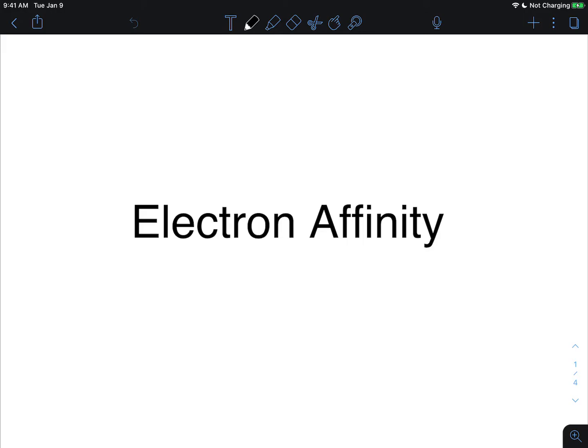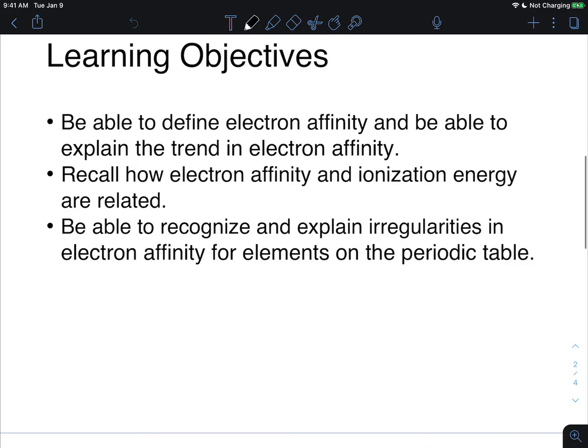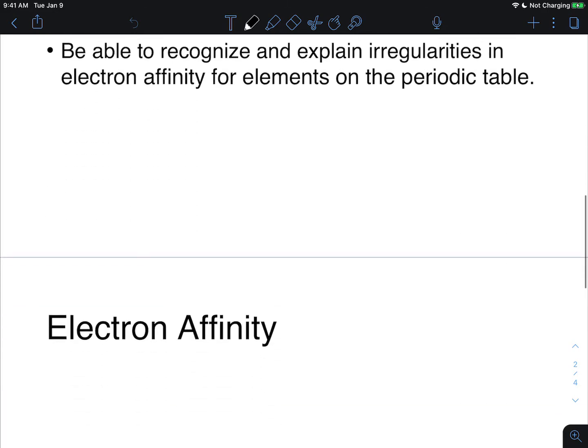Hey guys, we're going to start talking about electron affinity. So in this video, we're going to define electron affinity and look at its trend. We're going to look at the relation between electron affinity and ionization energy, and we're going to look at the irregularities within electron affinity for the elements on the periodic table.